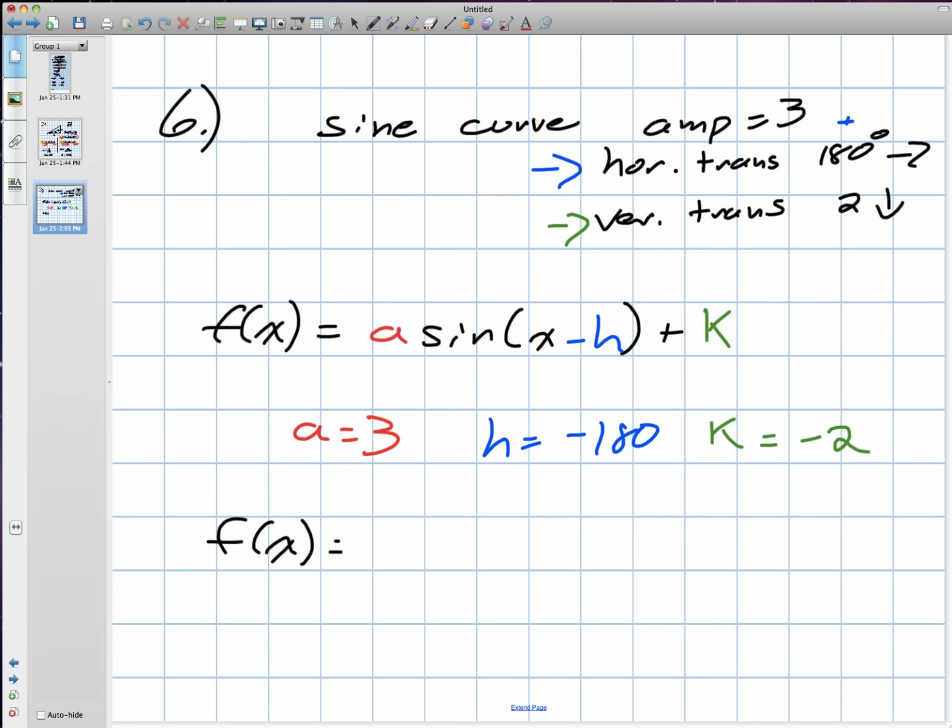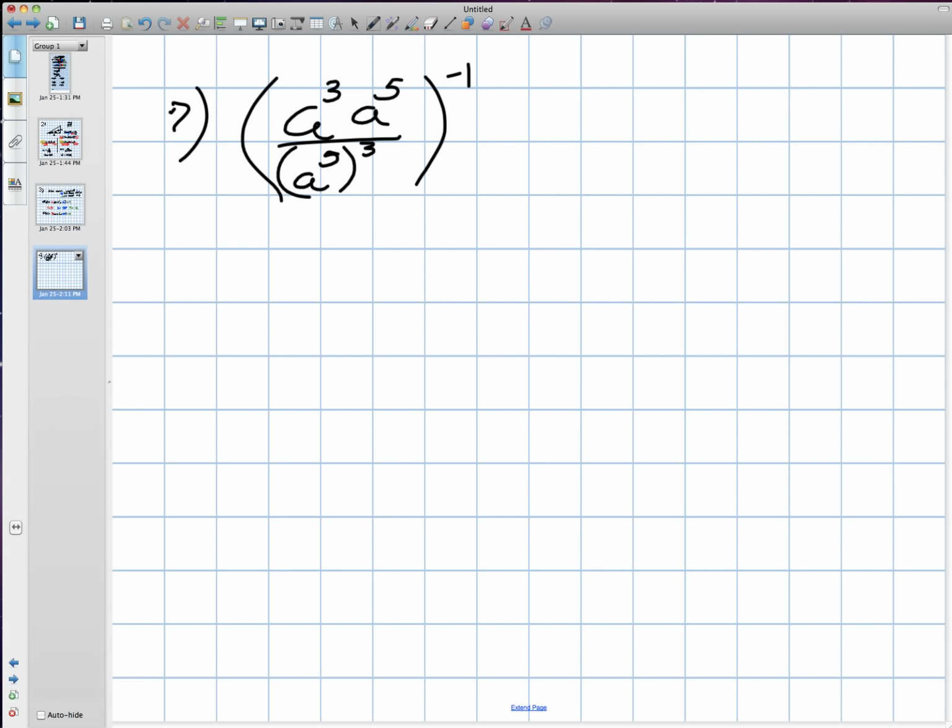So when we go to plug it into our equation for this function, f at x is equal to, we'll plug our numbers in. a is 3, h is negative 180, and my fault here, k is negative 2. So this would be the equation of that function.